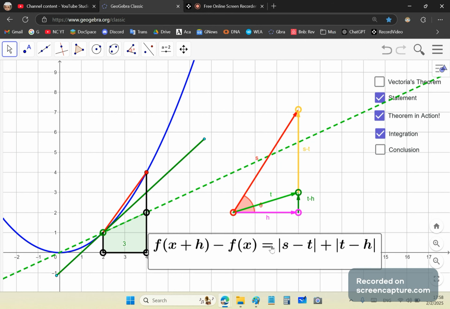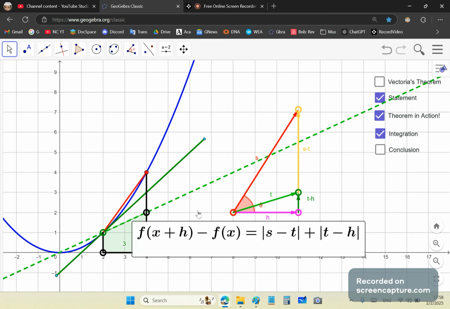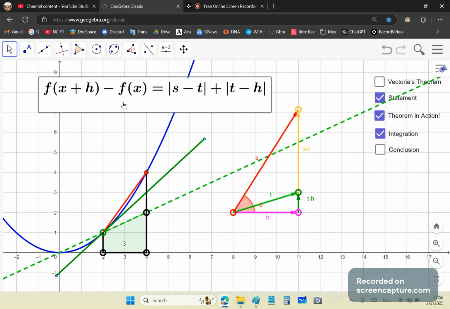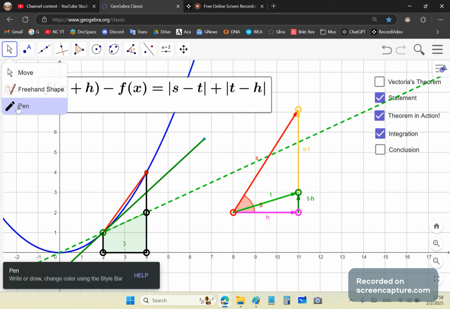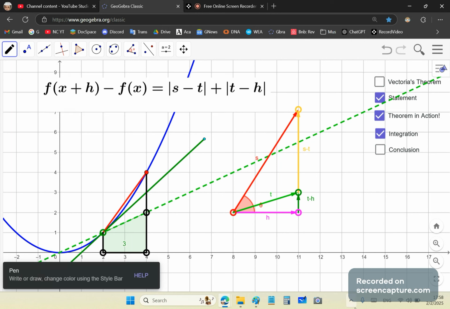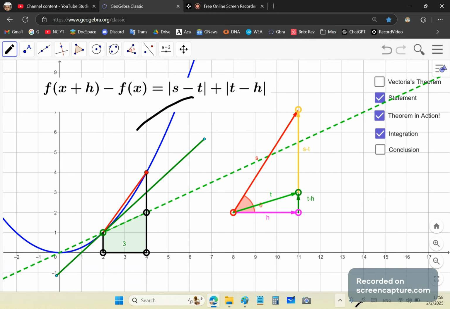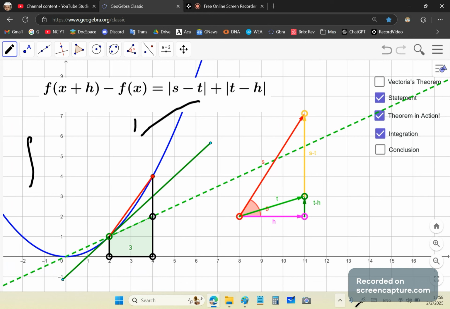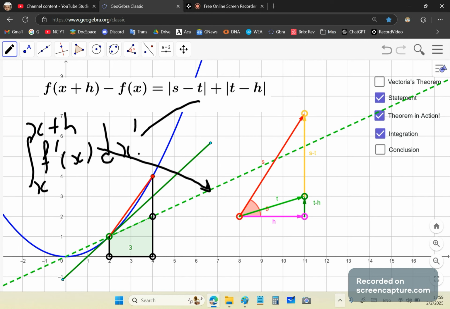In other words, it's geometrically impossible to do what your math professors and teachers tell you. And of course, to verify further, this here is the area, which is equal to the integral. So this area here is equal to the integral. Look, let me show you. This here is equal to the integral from x to x plus h of f prime of x, which is this dotted green line, with respect to dx. So Vectoria's theorem just really shows you everything in one glance with vectors.